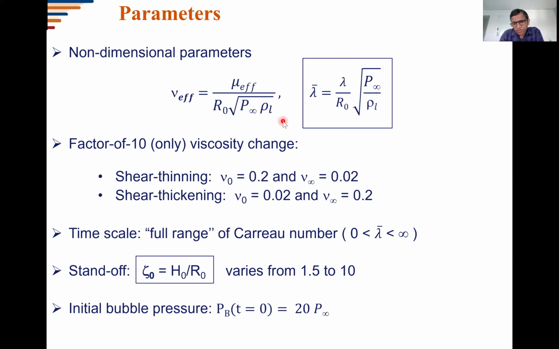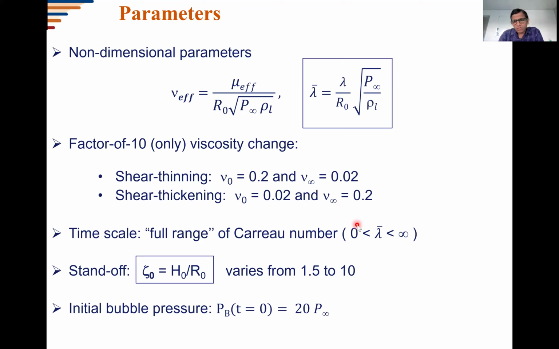So what we are going to do is vary this effective viscosity at zero strain rate and effective viscosity at infinite strain rate by a factor of 10. So we are going to look at a shear thinning case in which the effective viscosity at zero strain rate is high, and the one at infinite rate is 1/10 of the one at zero strain rate. And inverting these two limits would give us a shear thickening case. So these viscosities are set, and that roughly determines the bubble characteristics.